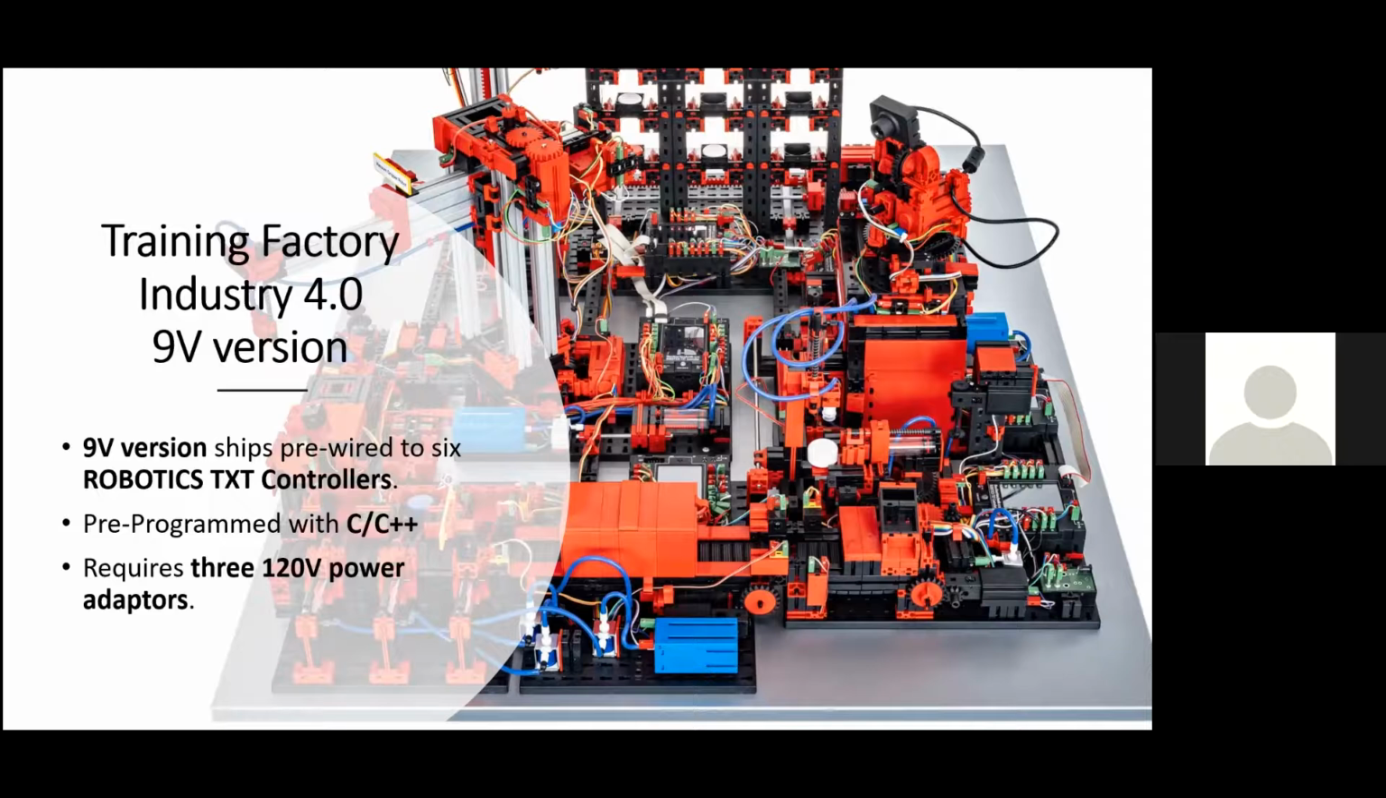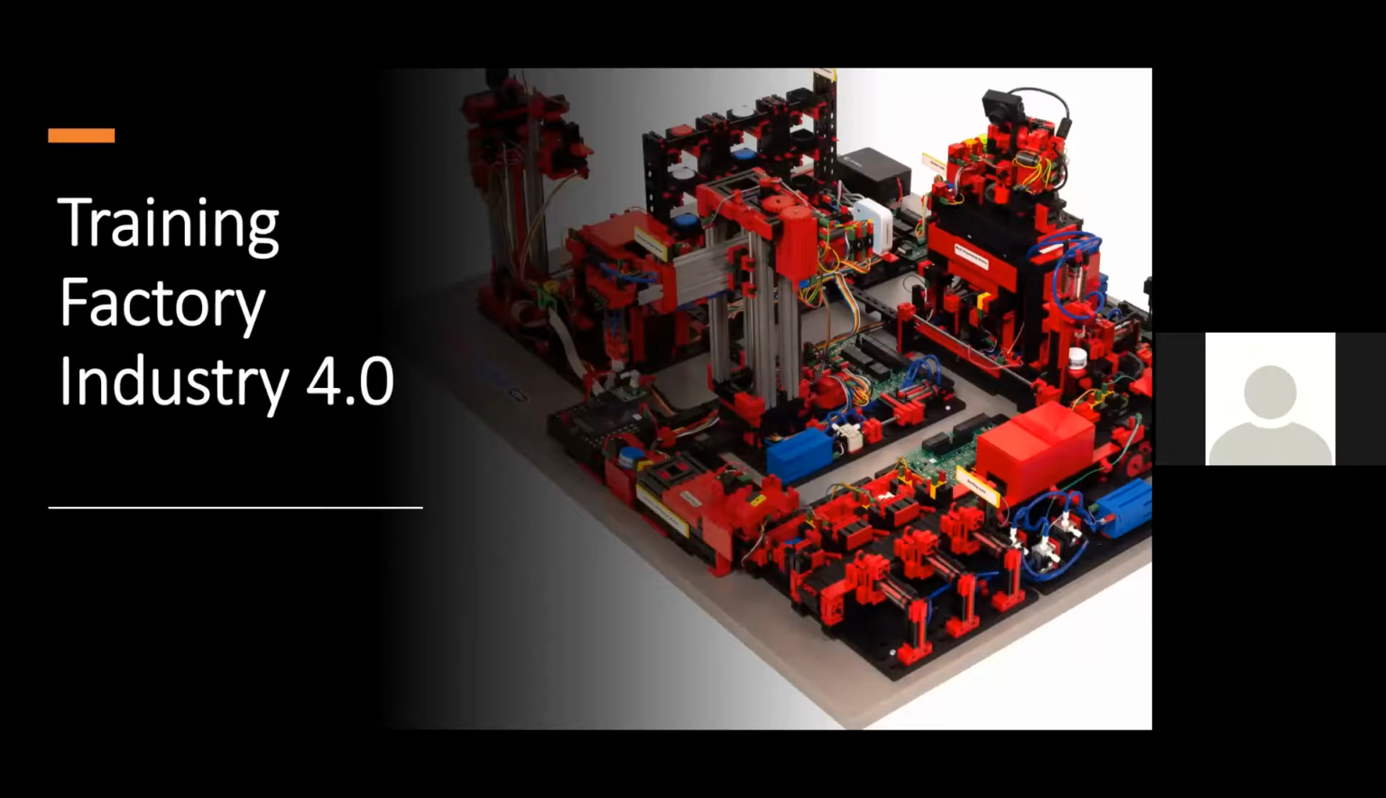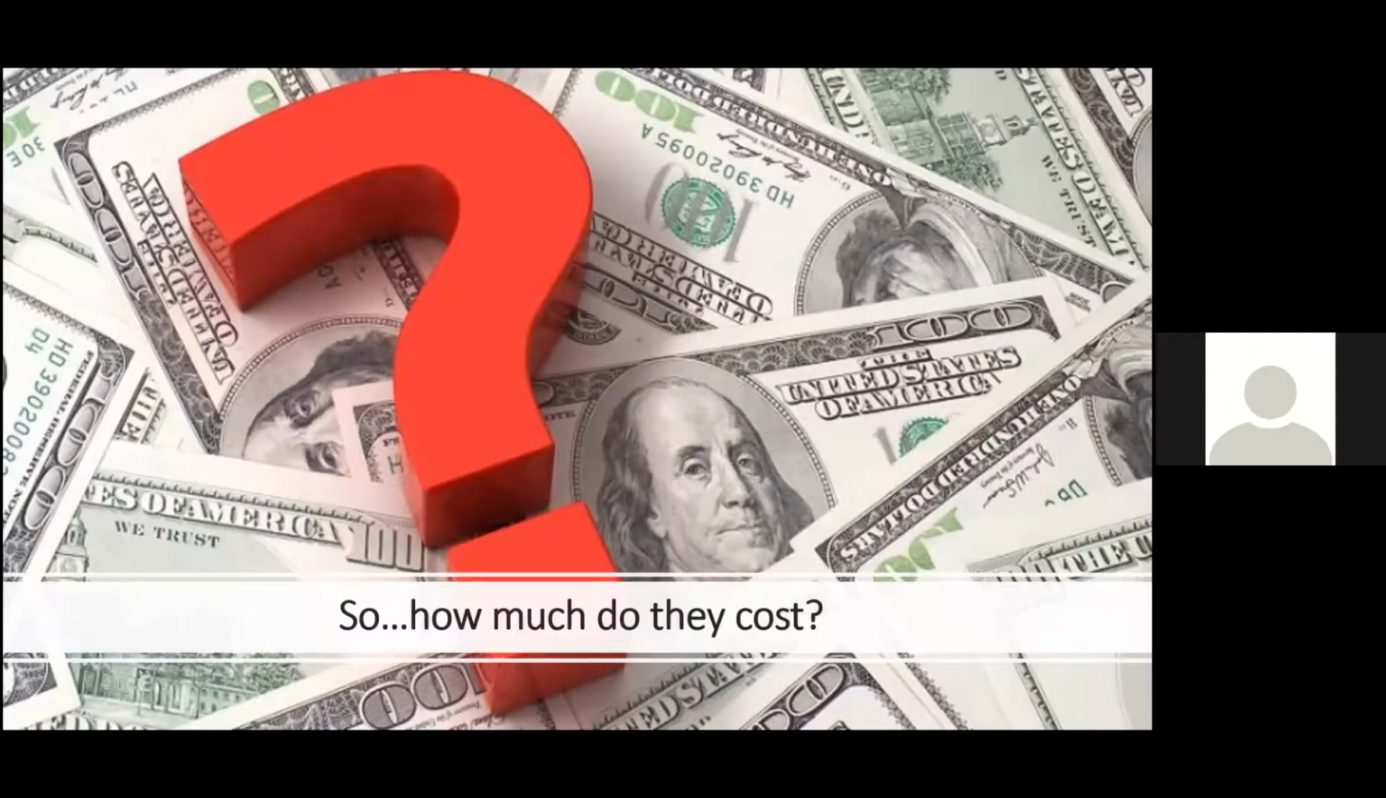And as with the 2 factory simulation models that we looked at a little bit earlier, we again recommend the optional travel case to help protect your model during transport or storage. And that is the Training Factory Industry 4.0 model, again available in both 9-volt and 24-volt variations. Of course, you might well be wondering how much any of these models cost. So let's take a real quick review of each option I've discussed, along with the pricing for each.